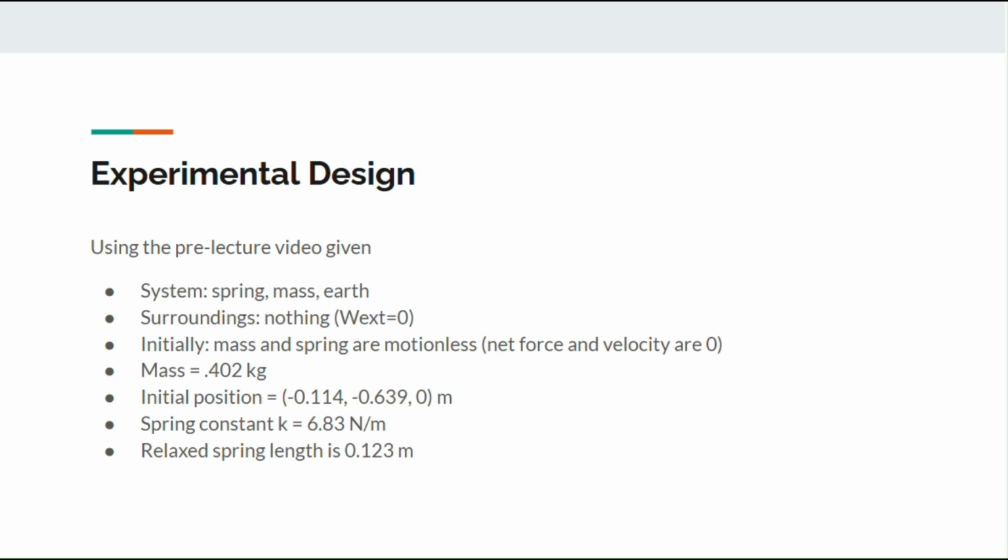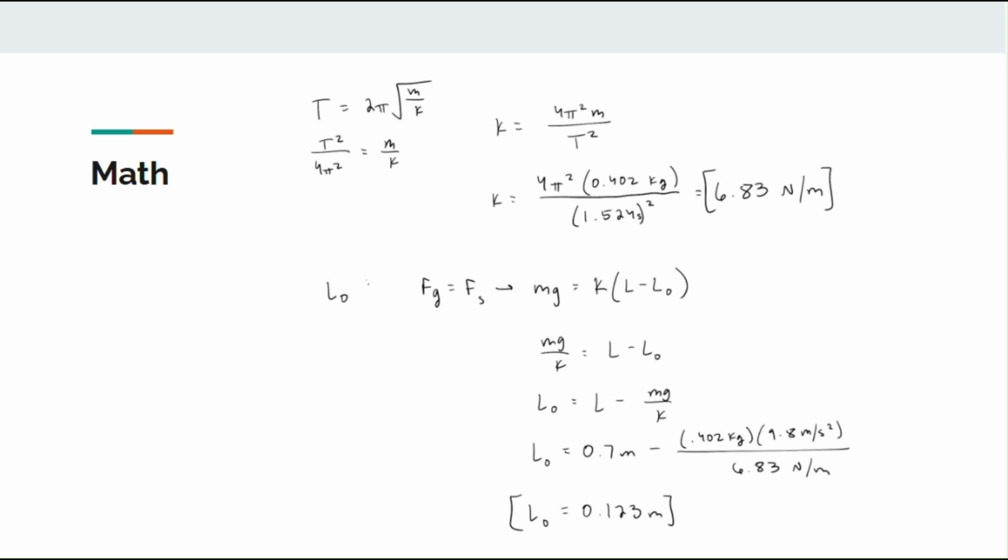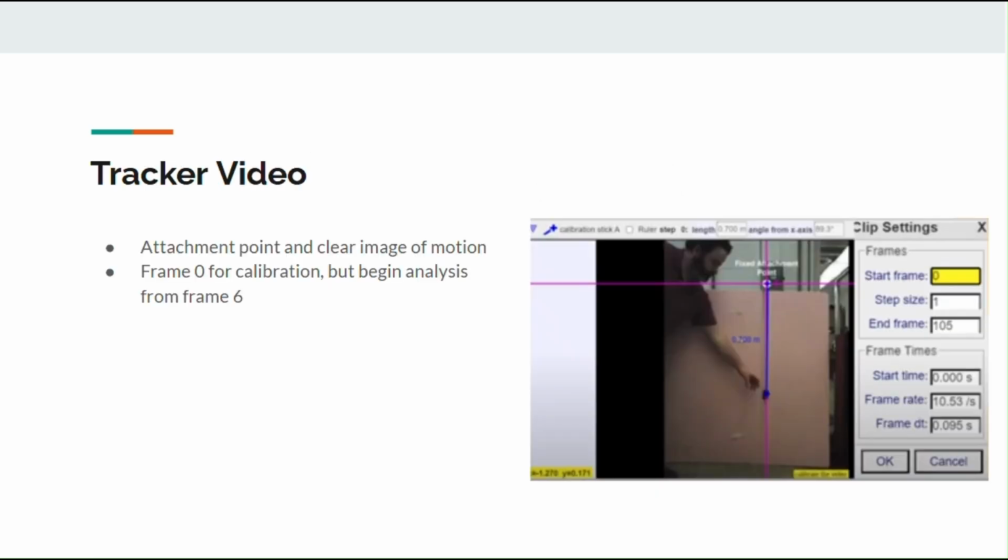The mass is 0.402 kilograms. The initial position is given, and the spring constant k is 6.83. The relaxed spring length is 0.123. And you can see in my math on the next slide, this is how I got the spring constant using what we were given and the relaxed length of the spring.